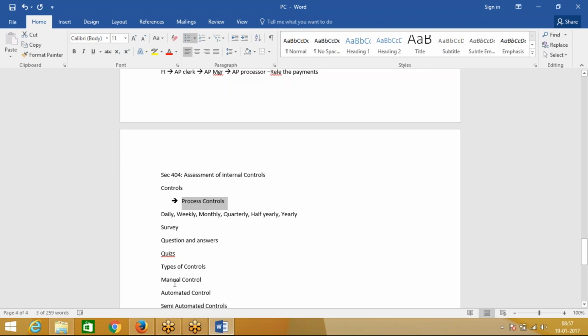While we are creating these controls, we have different options. This assessment can happen by using a manual control, an automated control, or a semi-automated control. It's up to us how we handle the situation, and there are specific cases for when we go for manual controls and when we go for automated controls. These are the various controls that help us assess the internal procedures.